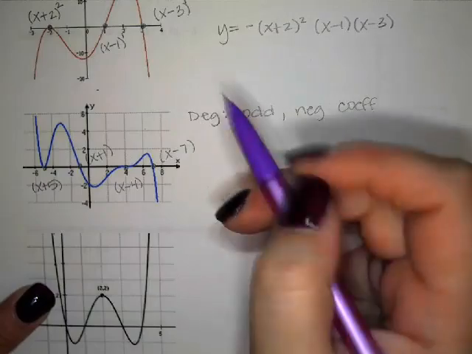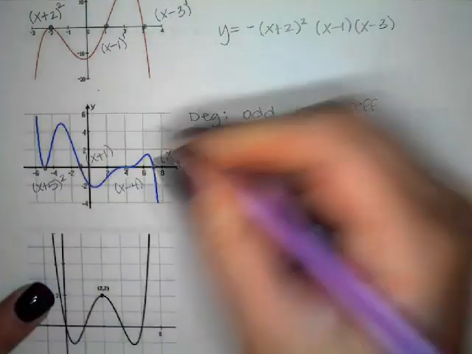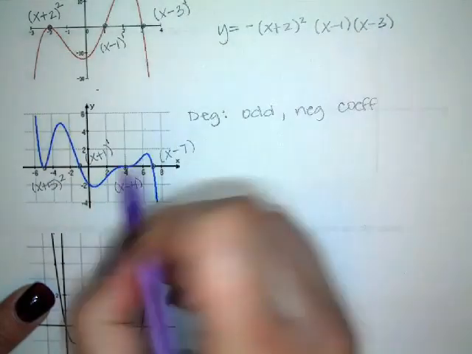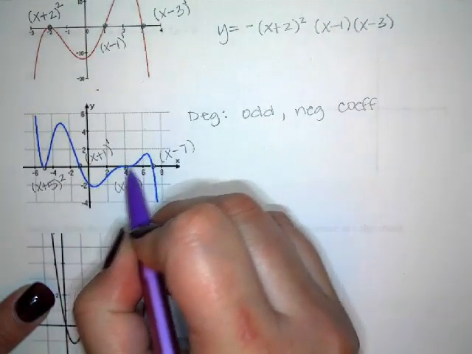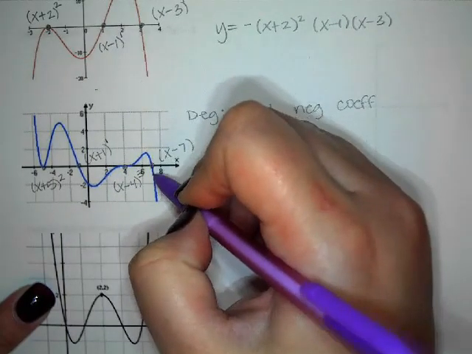So this is a bounce, that's a multiplicity of 2. Straight through right here, that's 1. This is a squiggle through, so that's a 3. And straight through right here, so that's a 1.